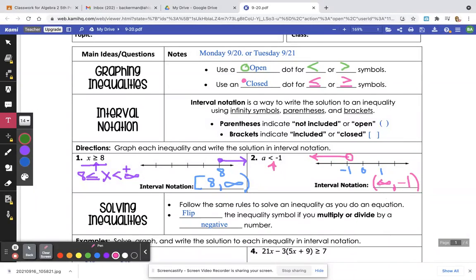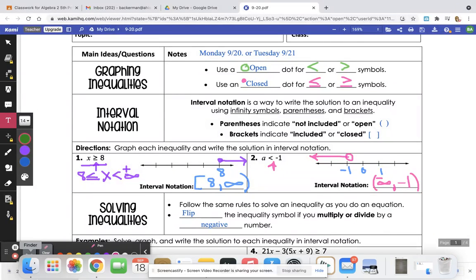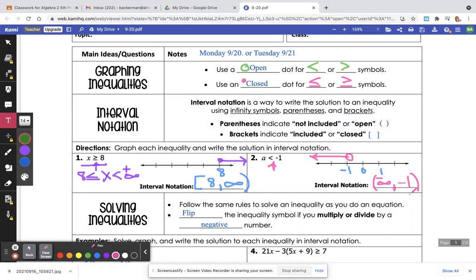That tells me that I'm going from negative infinity, it's even better to have a little negative here, negative infinity to negative 1, but we're not including negative 1, okay?